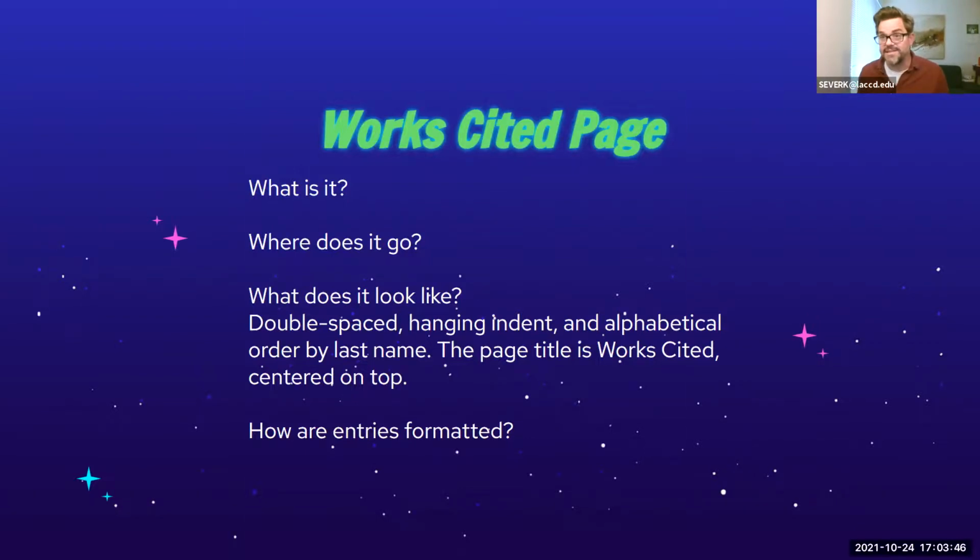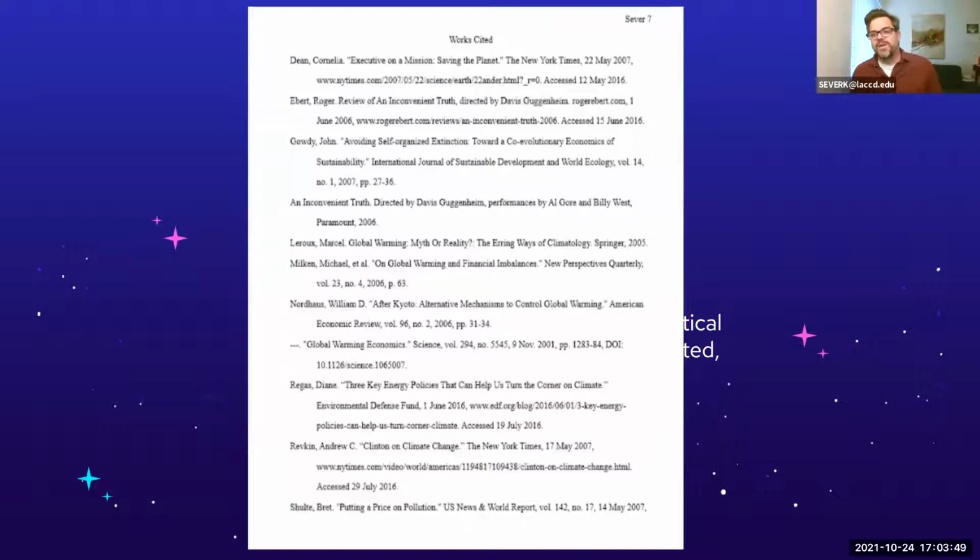Okay, it looks like this. Those are the hanging indents I was talking about. And you see, if you scroll your eyes down the left-hand side of the page, all the last names are in alphabetical order. Occasionally, there'll be something that doesn't have an author. That should be rare. But if that's the case, it would still go by alphabetical order. An Inconvenient Truth looks like it's out of order, but you don't count the "an" or "the" articles like that. And if you go further down, there's something called Global Warming Economics, no author, just the title.